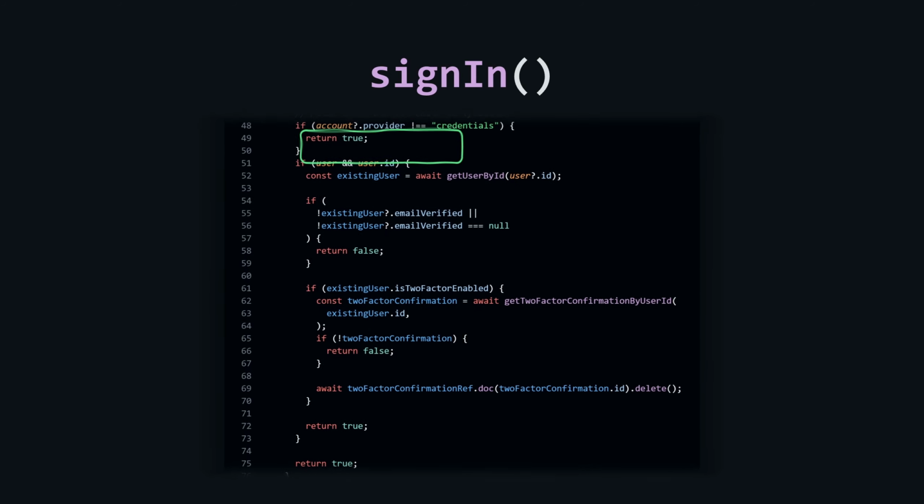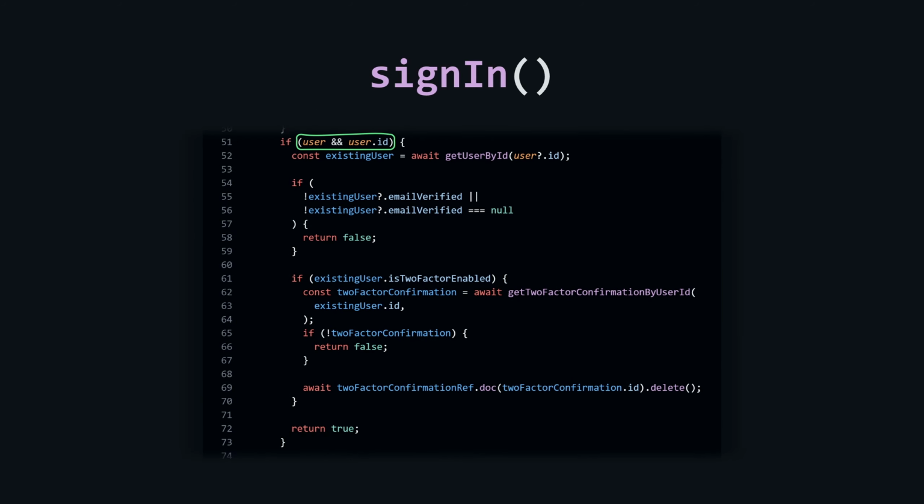And then we take the next step. If it is credentials, this is just to make sure that when we use the user and the ID, we don't get any errors. So it's wrapped in this if statement, we pass in the user, and we also check the user ID. Then we use the user ID to get the existing user using our query function for getting the user by ID.